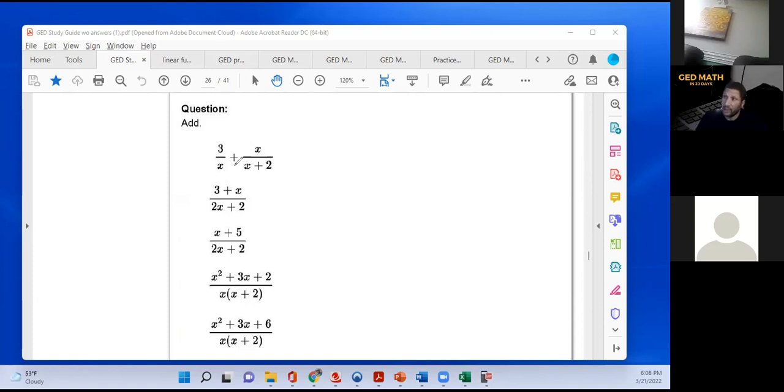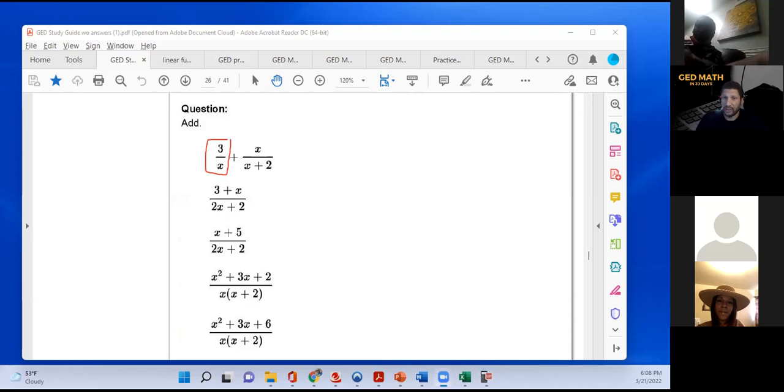So for example, here, what's my denominator of my first term? X. X, very good. What's the denominator of my second term? X plus 2. X plus 2, very good. So now we're going to multiply the first term by the other denominator, so X plus 2. This is similar to what you were doing, Darlene. Now, whatever we do at the top, we must also do at the bottom. On the other side, we're going to do the same thing. We're going to multiply by the other denominator, both top and bottom.